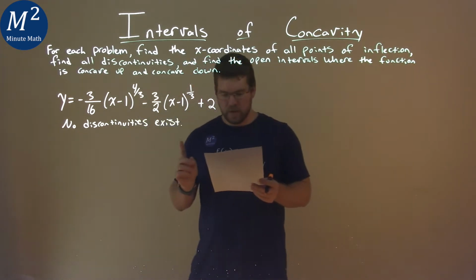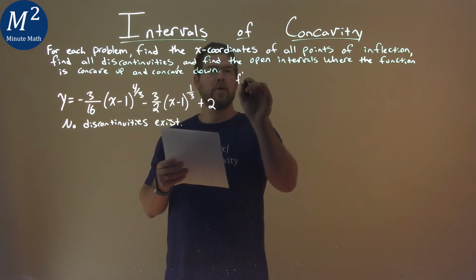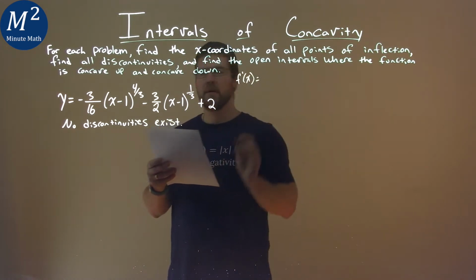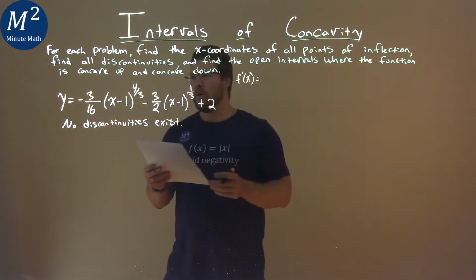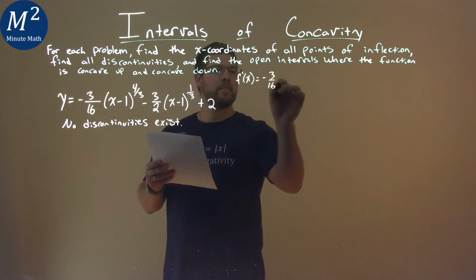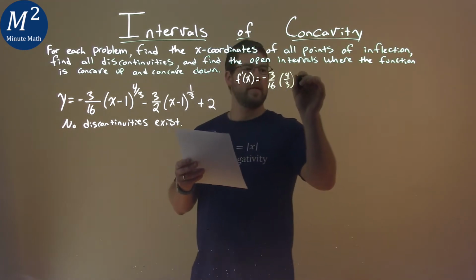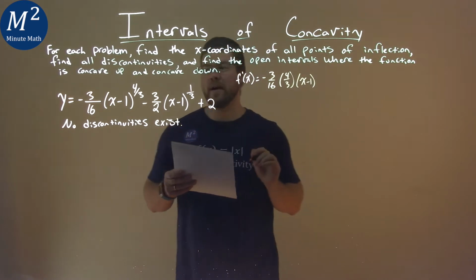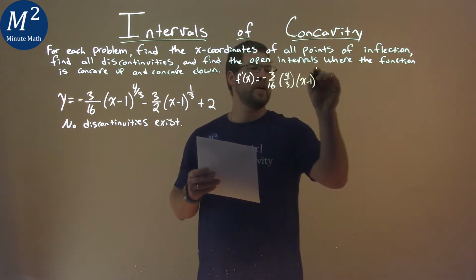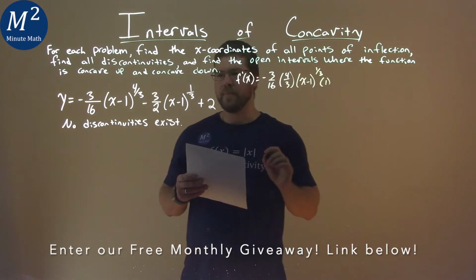Okay. Now, we need to find the first derivative and the second derivative to find the rest of our information. So let's go find the first derivative here, f prime of x. Well, negative 3 over 16 stays out front. We bring down the exponent 4/3, multiply that by the inside, x minus 1, and subtract the exponent by 1. And we have a 1/3 going on here, multiplied by the derivative of the inside, which is just 1.